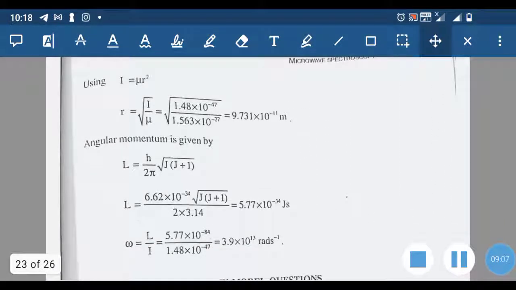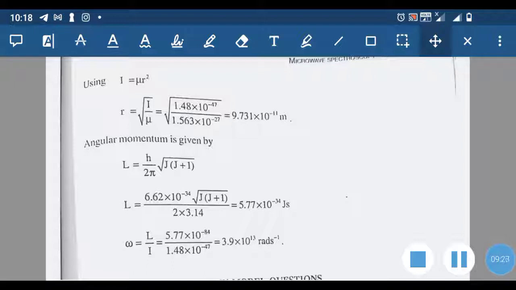Now using I is equal to mu r square, r is equal to root of I by mu. So it is root of 1.48 into 10 raised to minus 47 divided by 1.563 into 10 raised to minus 27. So the value of r is given as 9.731 into 10 raised to minus 11 meter.